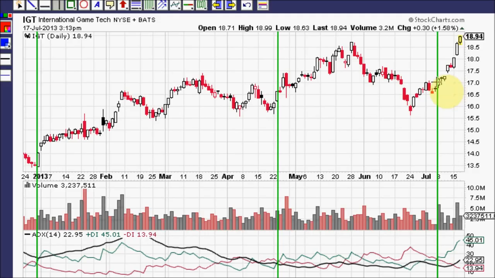And right here, the stock broke above the neckline resistance between the cup and handle and broke out on big volume. So that's what they're saying about look for volume, look for a chart pattern, and that confirms the DI plus crossing up through the DI minus.